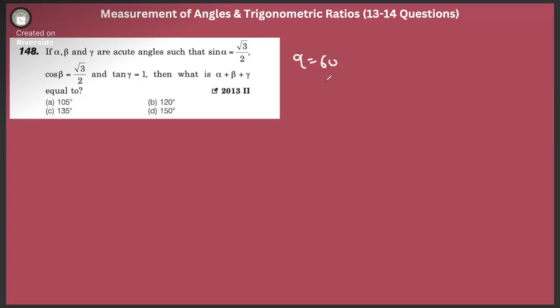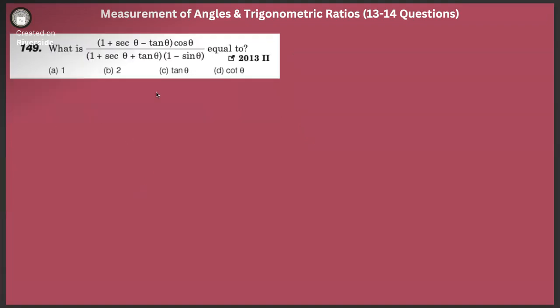Alpha is equal to 60 degrees, isn't it? Yes. Beta is 30 degrees, gamma is 35. How much is that? 135. Yeah, 135.